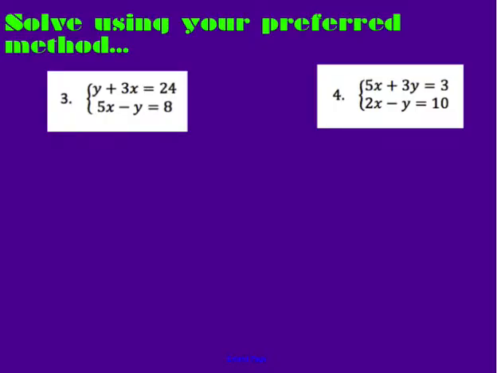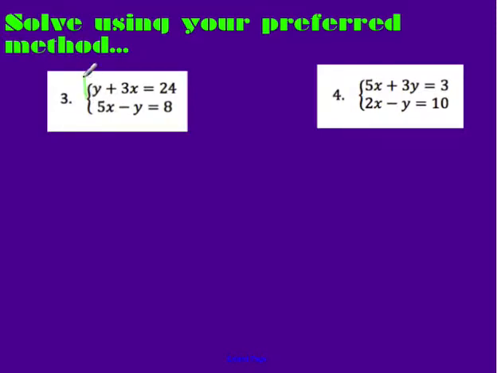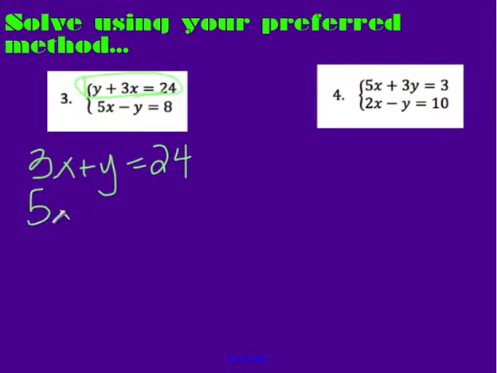All right, let's take a look at number 3. So for number 3, I see that I have a positive coefficient of 1. So this one might be easier to use substitution. Or let's rewrite this out in standard form. Let's line up our x's and our y's. You could use substitution very easily on this one by solving this equation for y. So if that's something you want to do, go for it. Then I'm going to write out this second equation.